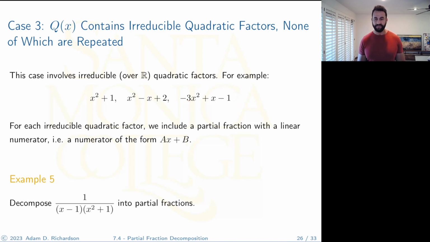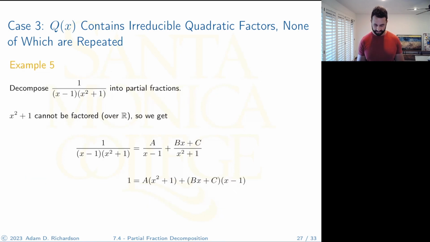And so what that means is if we have these appearing as factors in our denominator, like down here, then we're going to have to include a partial fraction that has a linear numerator, a numerator of the form ax plus b. So let's try it. This is a simple example, x minus 1 times x squared plus 1. X squared plus 1 can't be factored any further over the reals. And so here's what the decomposition looks like.